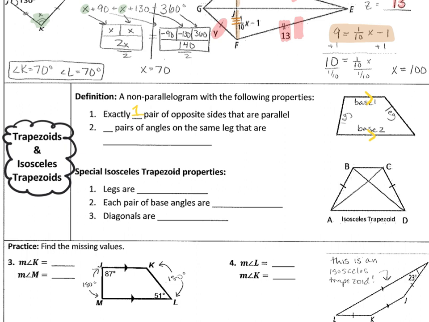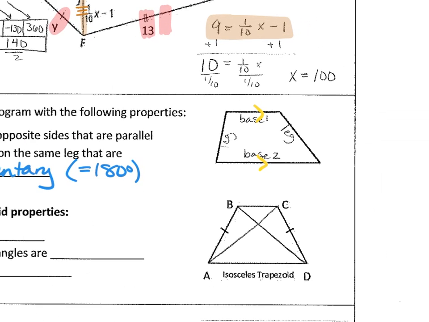The other property for a regular trapezoid is that you have 2 pairs of angles on the same leg that are supplementary. And remember, supplementary means that they equal 180 degrees. So we have to make sure we're looking at the leg and saying that this angle on the leg and this angle on the leg will be equal to 180 degrees. Same thing on the other leg. This side of the leg and this side of the leg will be equal to 180 degrees.